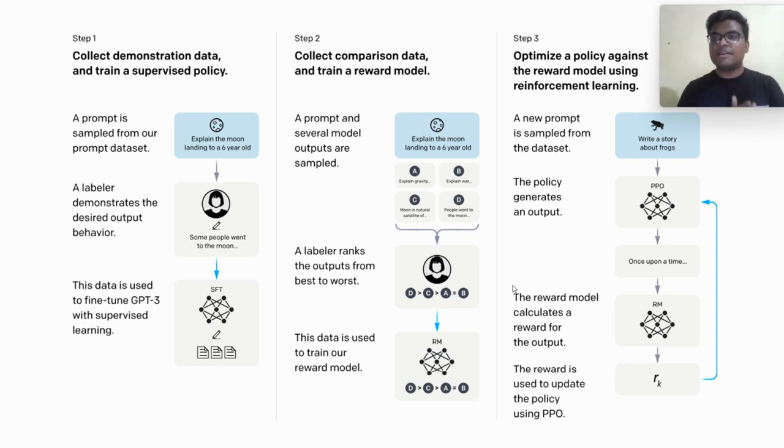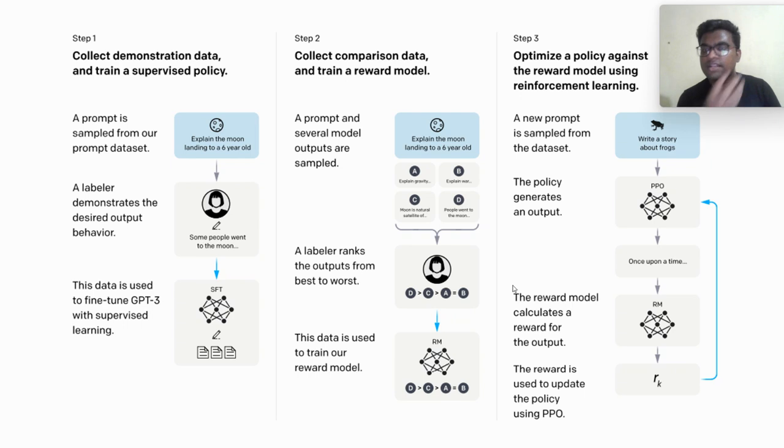So there will be a labeler, where the labeler takes the prompt from our point of view and finds the actual output that should be generated from the predefined data set it has been trained on, like what we have seen: books, libraries, papers, etc. And after finding the desired output from the labeler's point of view, the data is used to fine tune GPT-3 with supervised learning.